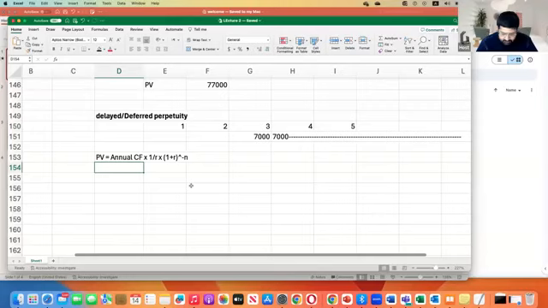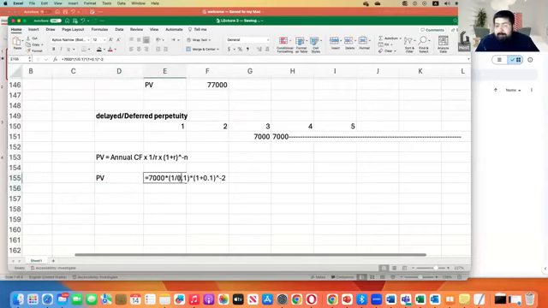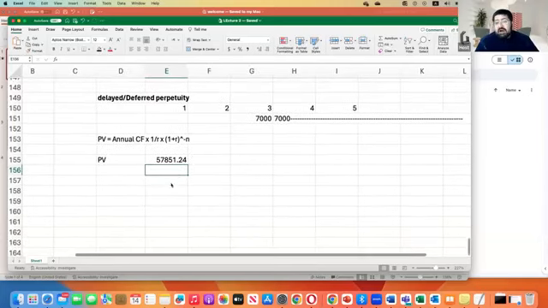Now, next point. So present value is equal to 7,000 into 1 plus 1 over R, 0.1, into 1 plus 0.1 raised to power minus 2, because the answer will fall in year 2. Delayed or deferred perpetuity.